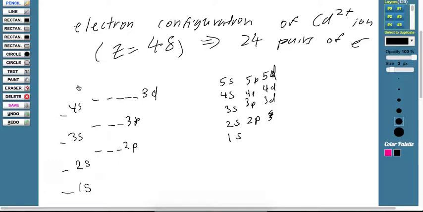And then let's keep going. We have a 4p, we have a 5s, and then we have a 4d, and then we have a 4p. Okay, so let's fill this out.